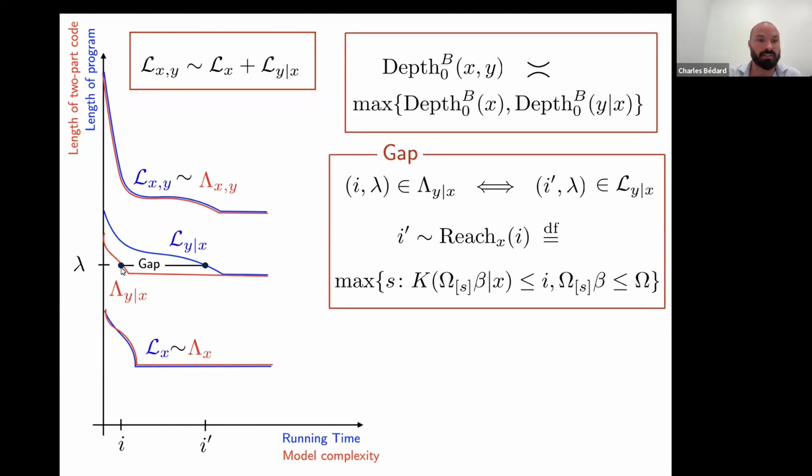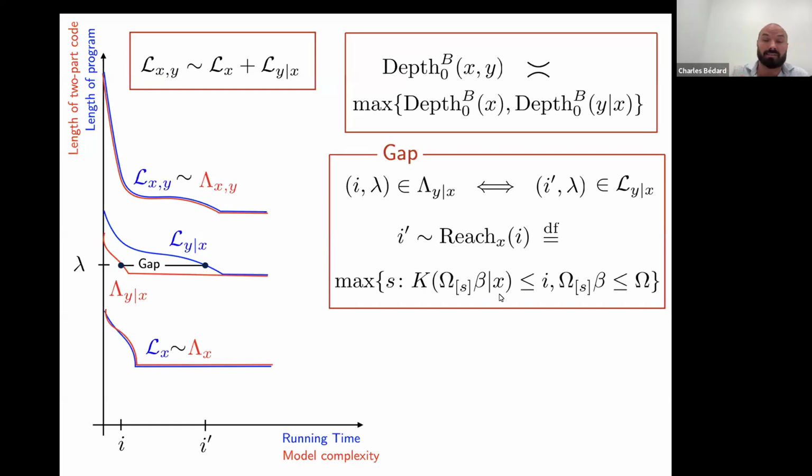So if this is coordinate I, lambda is on my description profile, I prime, lambda is on my time profile, then I prime is related to I in the following way. I prime is the largest prefix of omega that can be computed from x and I bits of advice. So if x has no information at all about the halting problem, then the largest prefix of omega that you can compute with I bits of advice is basically I bits of omega. So I prime and I would coincide when there's no halting information about x.